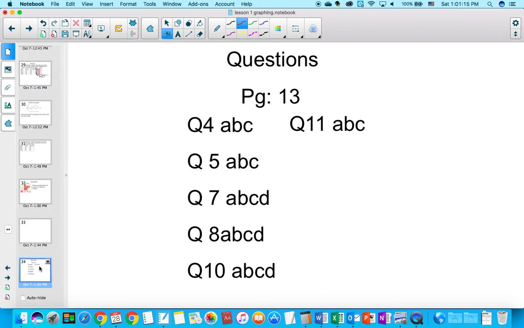Questions here will help you practice, especially pie charts, on page 13: 4, 5, 7, 8, 10, and 11. See you next lesson, and hopefully this helped you understand graphs.